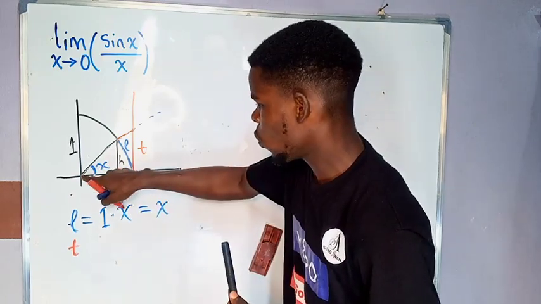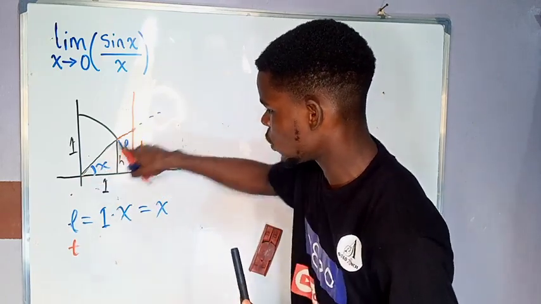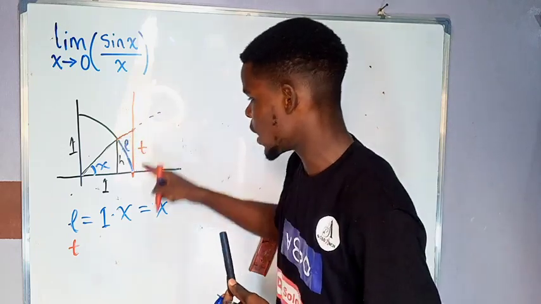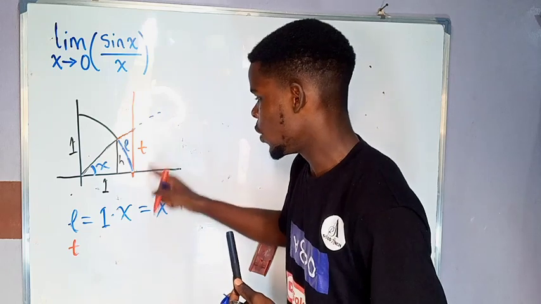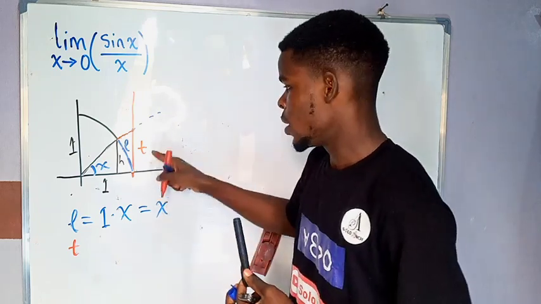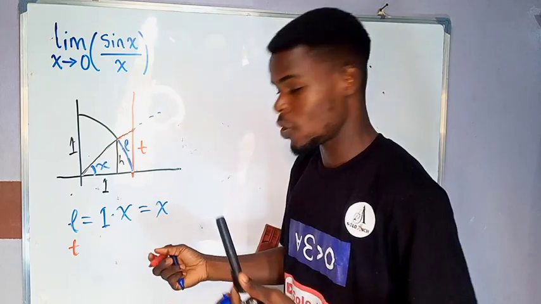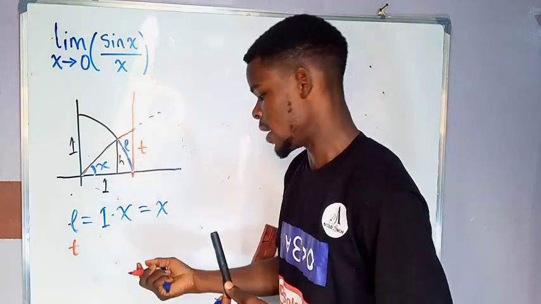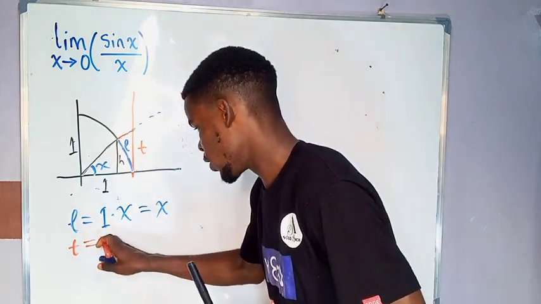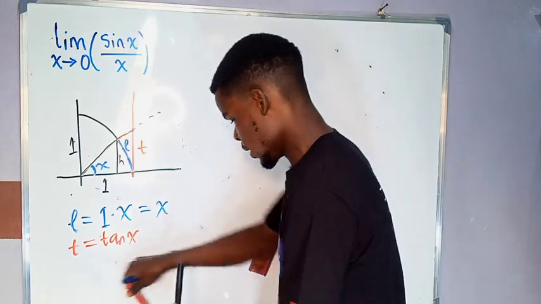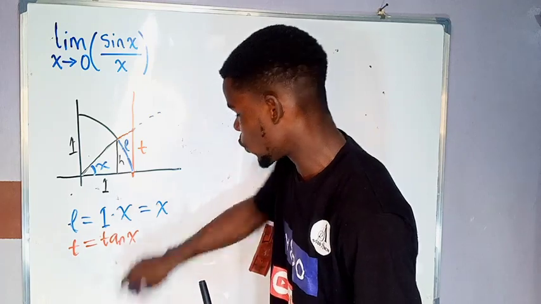We do not know what the length of this line will be from here to here, but we know up to this point, which is 1, but we don't know the remaining part, so we cannot use that. Rather, we use 1 and t, which can be gotten from the tangent. So tan x is t over 1, that is, t is tan x. So we can just write it as tan x. Great, that's nice.